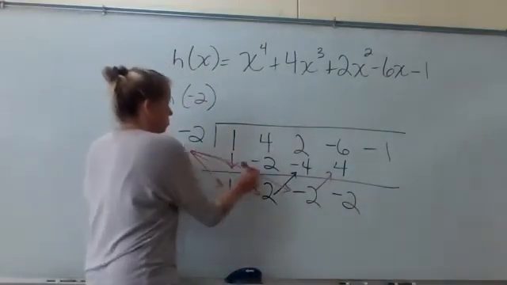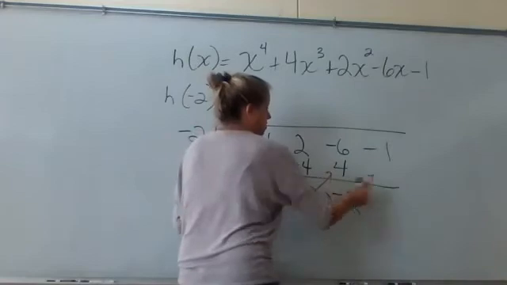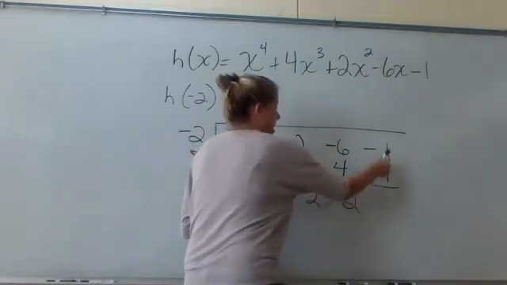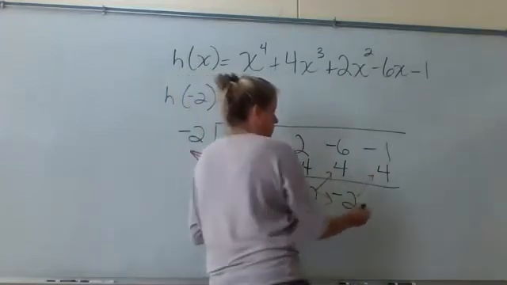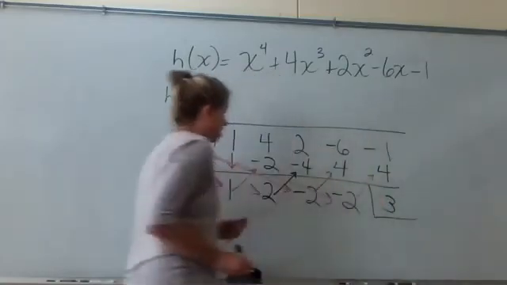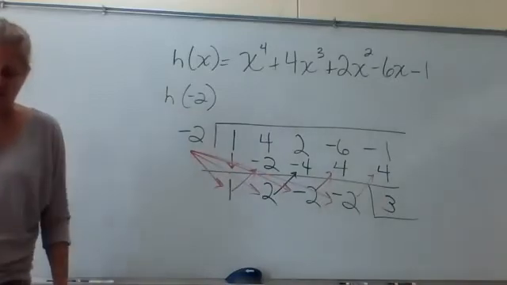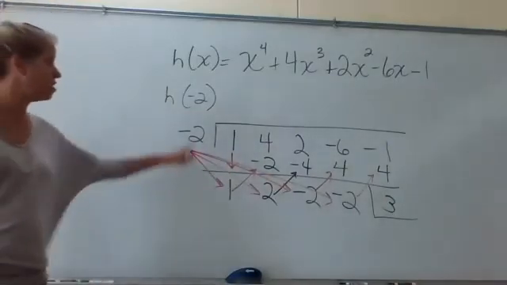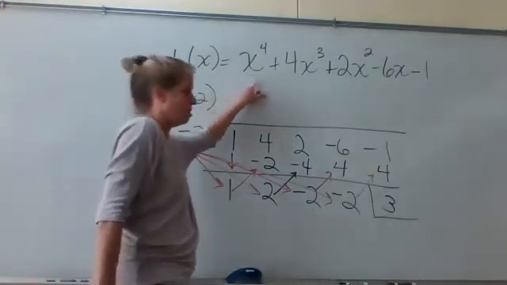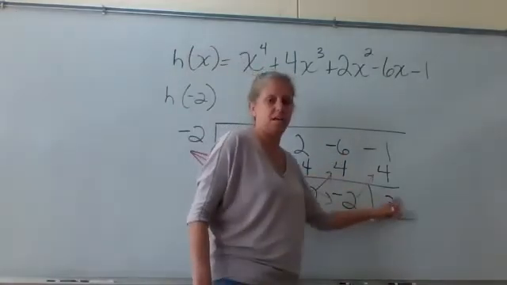So negative 2 times negative 2 is positive 4. And add it straight down. Negative 1 and 4 is 3. So h of negative 2 is 3. So is negative 2 a 0 of this function? No, it is not, because that didn't end up being 0.